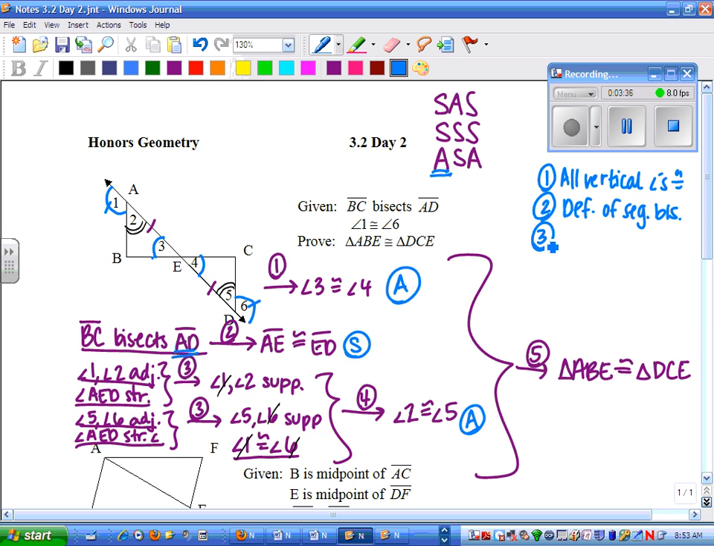Step 3, how do I know that adjacent angles and the straight angle are supplementary? Because if adjacent angles form a straight angle, then they are supplementary. Okay, step 4, you have to use this word supplementary in here. There's two sups. So we're going to say supplements of congruent angles are congruent. And last but not least, how do I know the two triangles are congruent? For angle side angle. And I'm done.